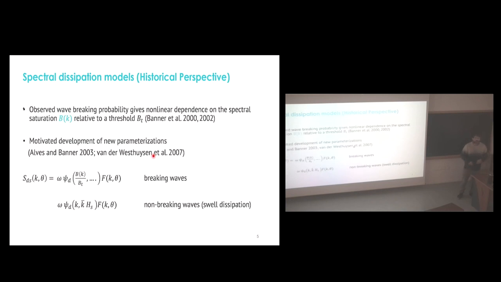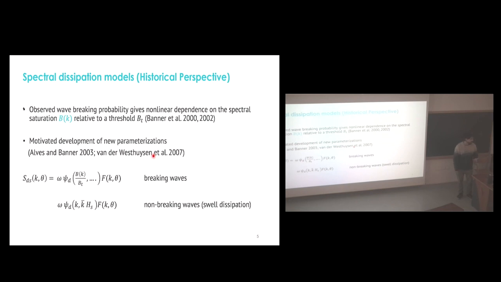Moving on, then Banner and colleagues showed that breaking probability was strongly dependent on the spectral saturation. Above a certain threshold of the saturation, the wave will break, and so he showed, and in those two studies, one was from dominant waves, and then it was extended to multi-scale analysis with the saturation, and showed a pretty good relationship for this breaking probability in terms of the saturation.